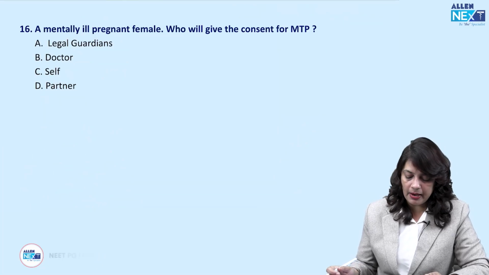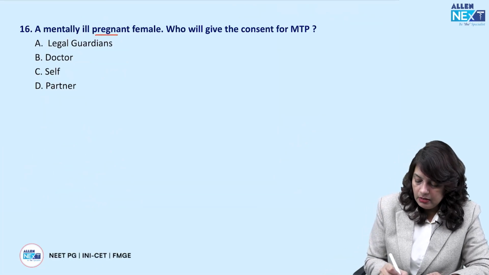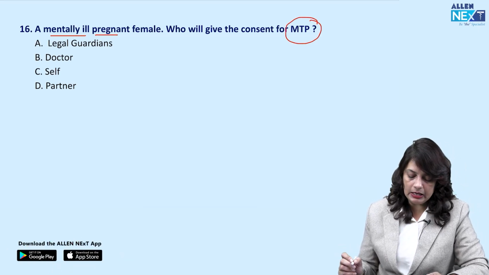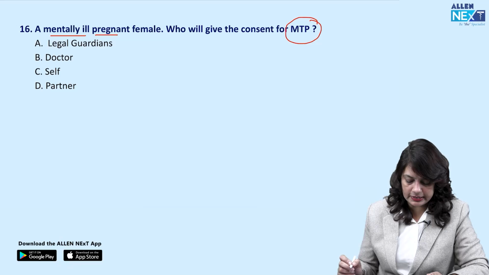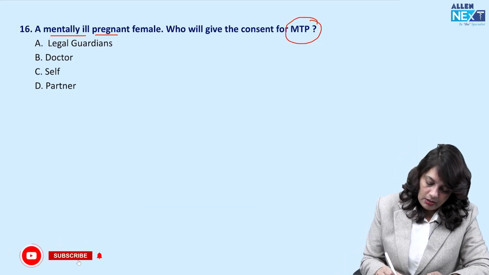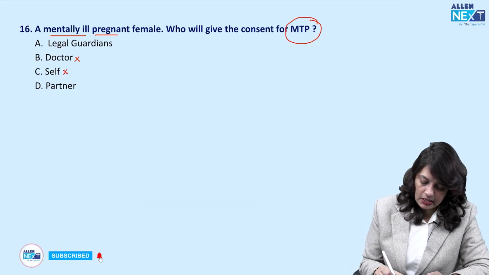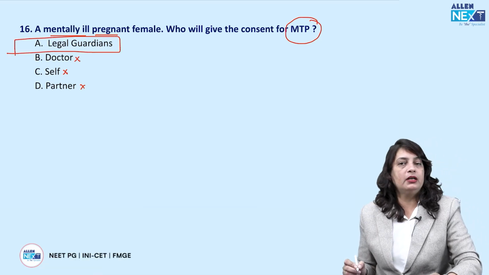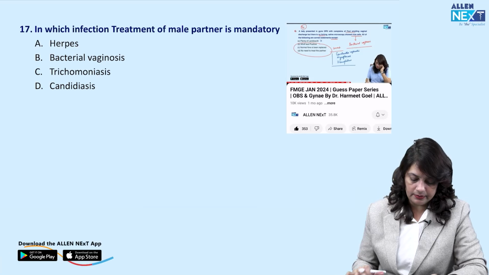Next, a mentally ill pregnant female, who will give the consent for MTP? Legal guardians, doctor, self, or the partner? Neither the doctor nor the self nor the partner. It is the legal guardians of the patient who will give the consent.